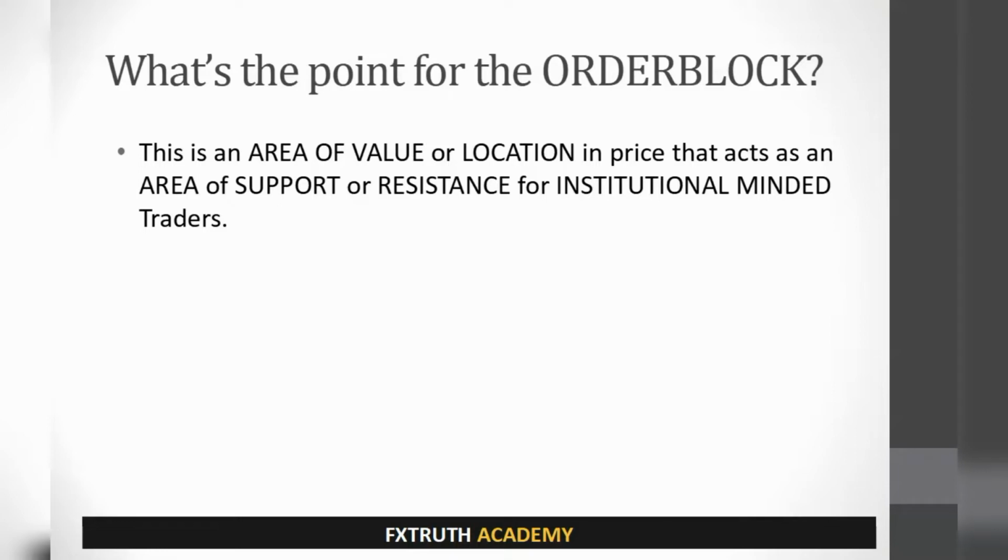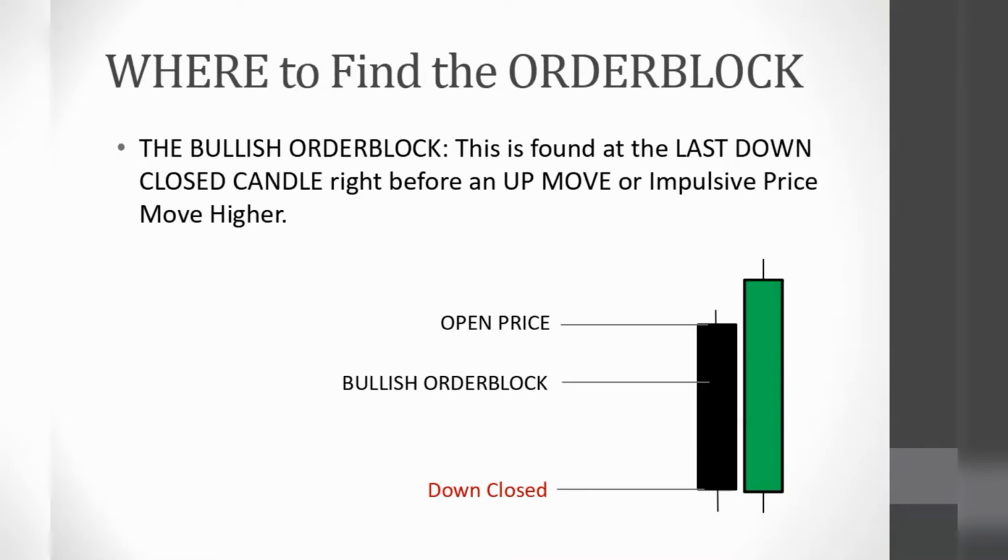If it's at the lower portion of a price range or the marketplace, it is acting as a support. So that's where you now have either, if it is at the upper portion, the bearish order block. If it's at the lower portion, it is the bullish order block. So moving forward, where do I find this order block?